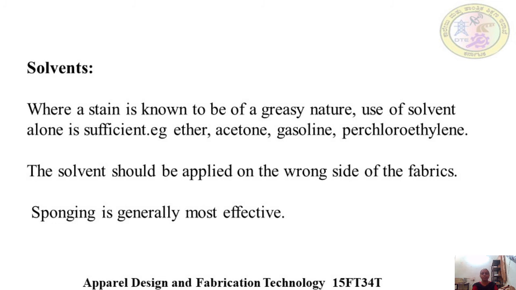So when you are using solvents, you have to apply them on the wrong side of the fabric. And for removal of stains using solvents, the sponging method is most effective for removal of greasy stains. For greasy stains, you use solvents alone. When using solvents, you apply them on the wrong side, and the sponging method is more effective for that purpose.